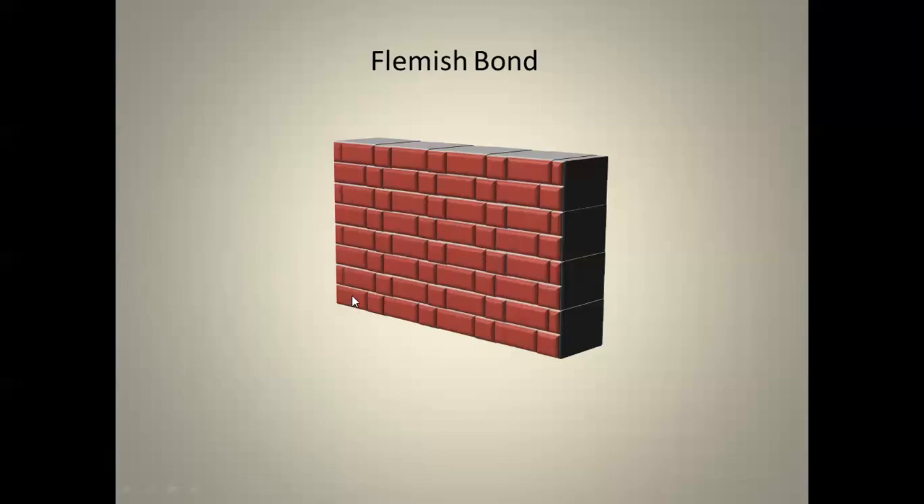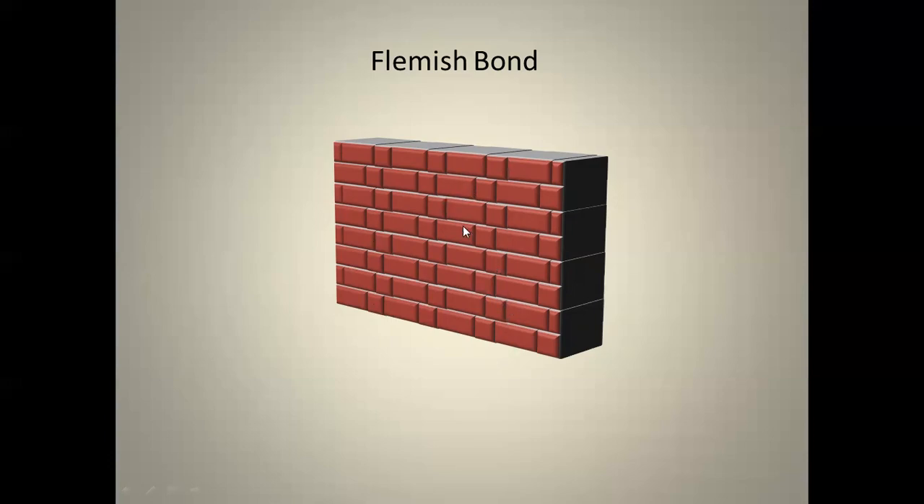In this, one stretcher will be facing and another behind it. We have two stretchers, that is the facing stretcher and the backing. And next we have a single header. Again, we have one stretcher for the facing and another stretcher for the backing. And this bond is even stronger than the English bond.